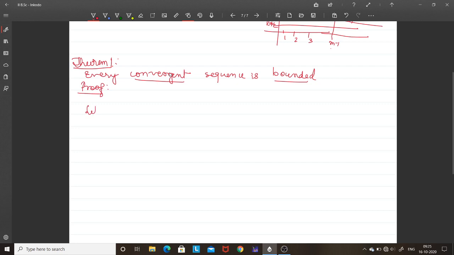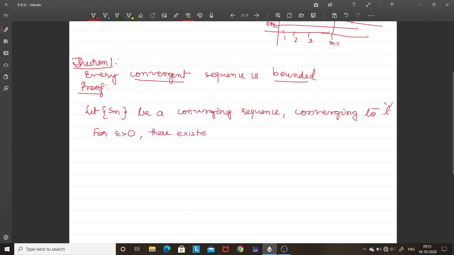So first we consider, let Sn be a converging sequence, converging to one number, let us say L. Now we'll use the definition of convergent, that is, for epsilon greater than 0 there exists a positive integer m such that mod Sn minus L less than epsilon for all n greater than or equal to m. This is the definition of convergent sequence.